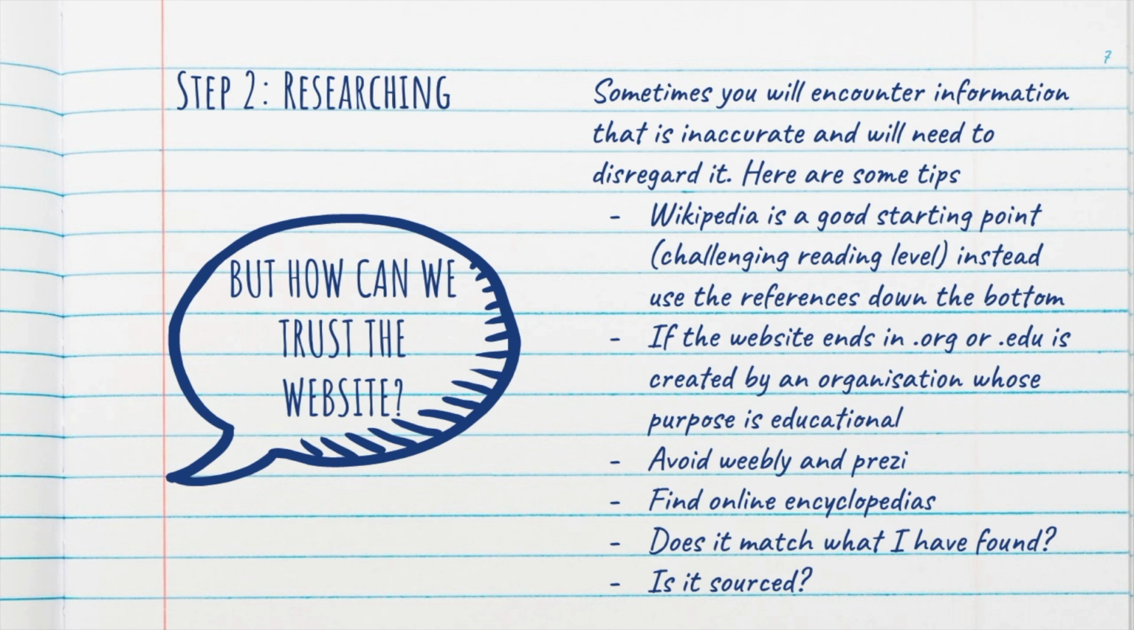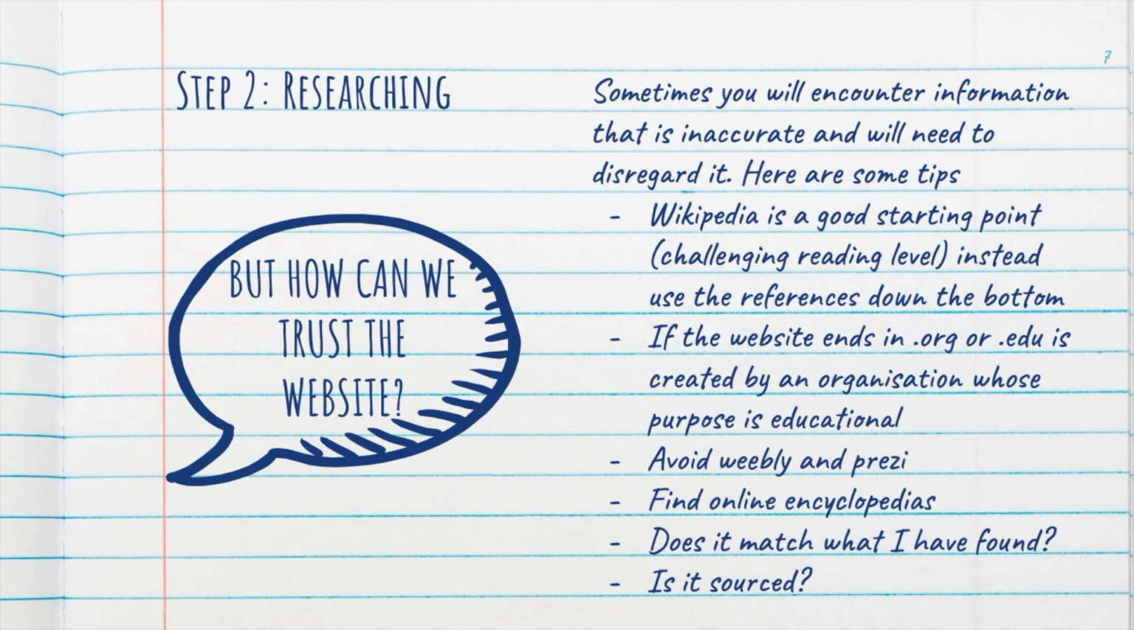So sometimes we can encounter a variety of different information on the internet that might be inaccurate and that might not be able to be trusted. Here are some tips for overcoming some of these issues. So Wikipedia is a really good starting point. It is very challenging to read though. It's not designed for Year 7 students.